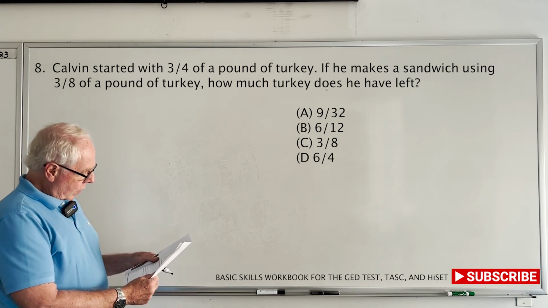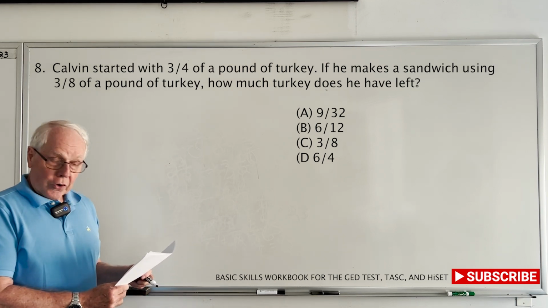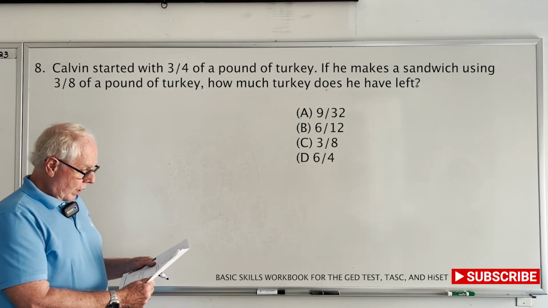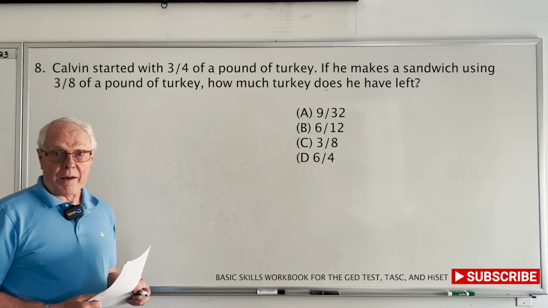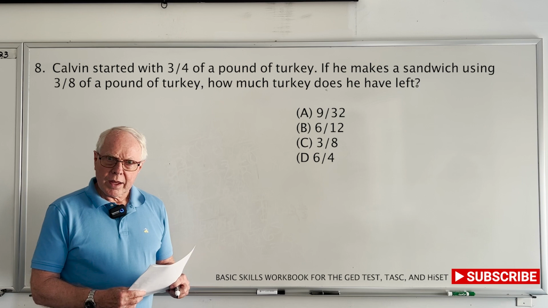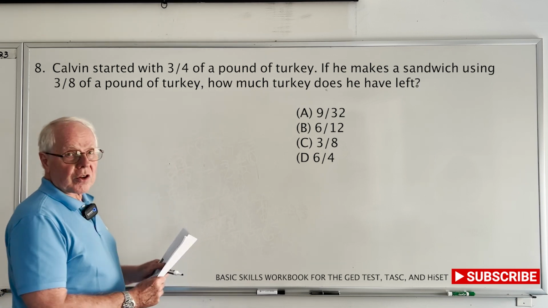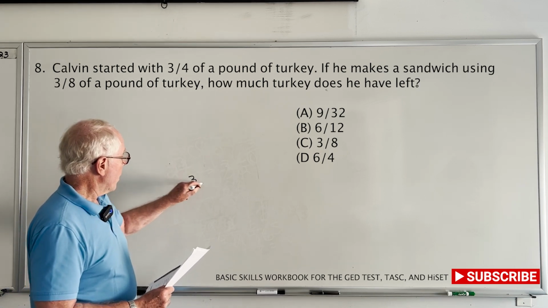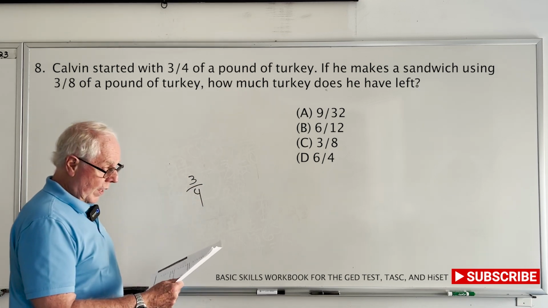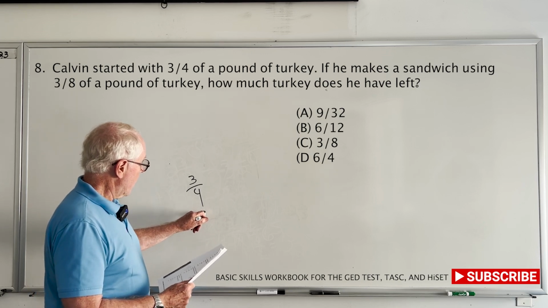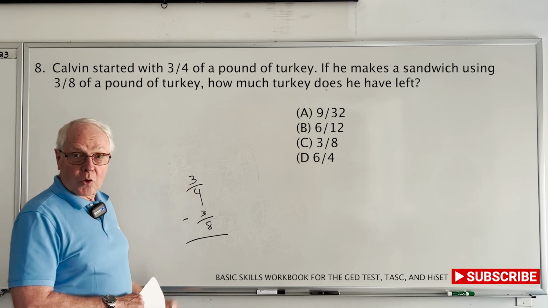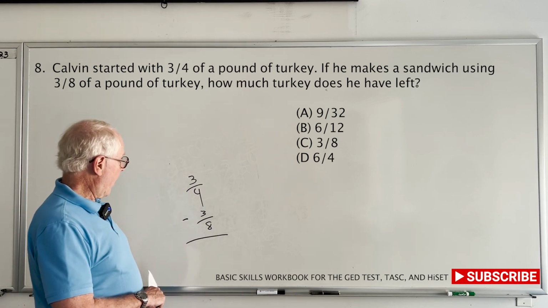Number 8, Calvin started with 3/4 of a pound of turkey. If he makes a sandwich using 3/8 of a pound of turkey, how much turkey does he have left? So think about that for a second. And I think you're going to agree that it's going to be subtraction. He started with 3/4 or 75% of a turkey, and he made a sandwich with 3/8. So after he takes away the sandwich from the total amount of turkey, how much turkey does he have left?